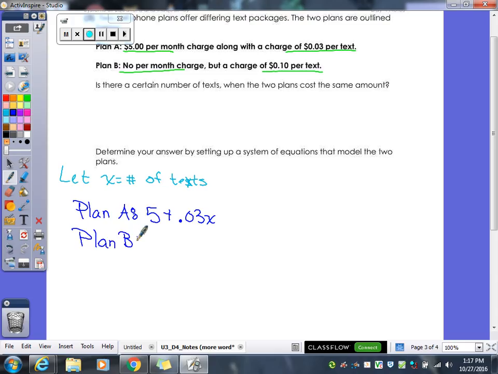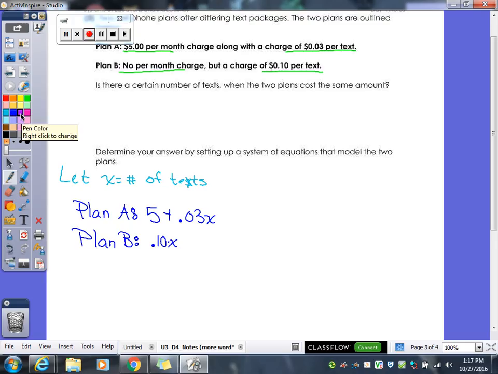It's a colon. No, there's nothing equal here. I'm writing expressions, which is why I'm using colons. All right, so plan B, no charge per month, but it's 10 cents per text message. So how would I write that? It would just be 0.10x. So there's no plus or minus anything because there's no charge for the plan.